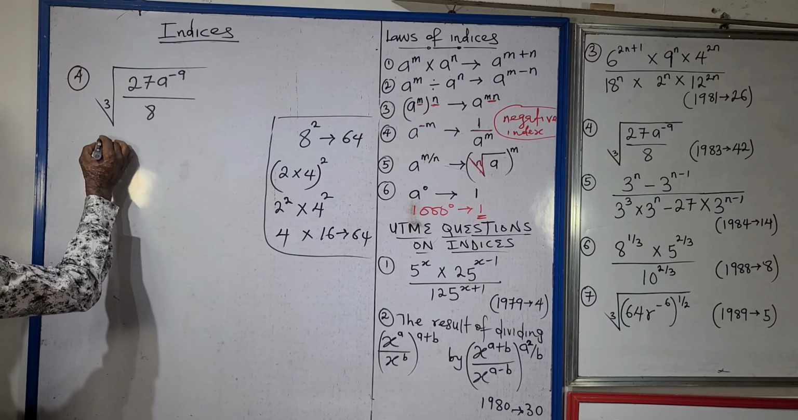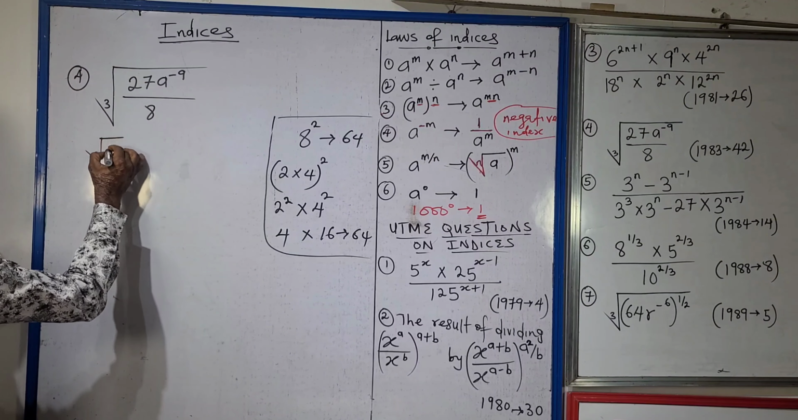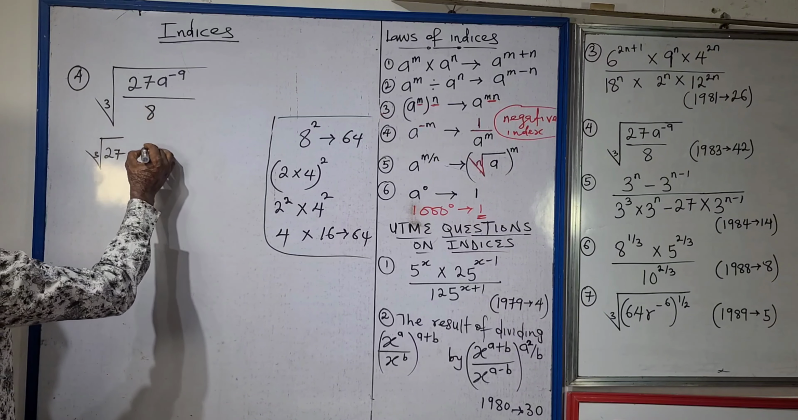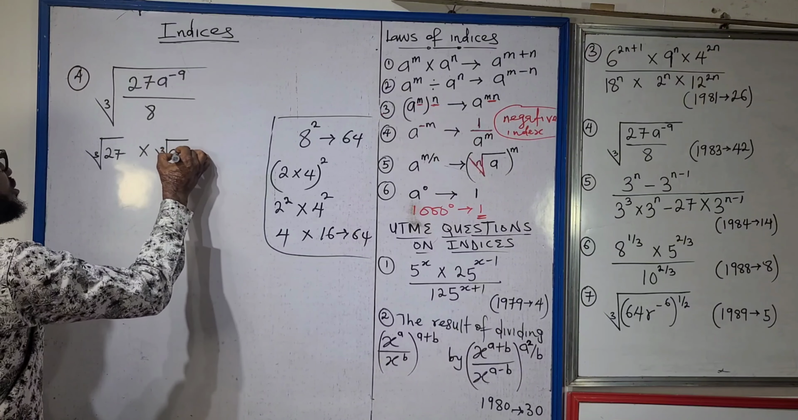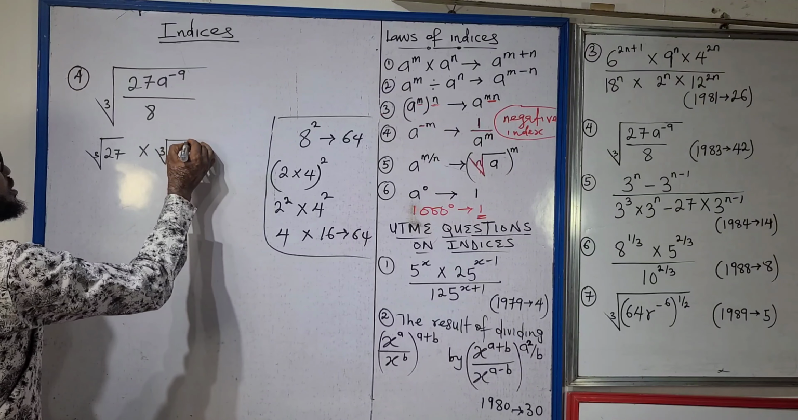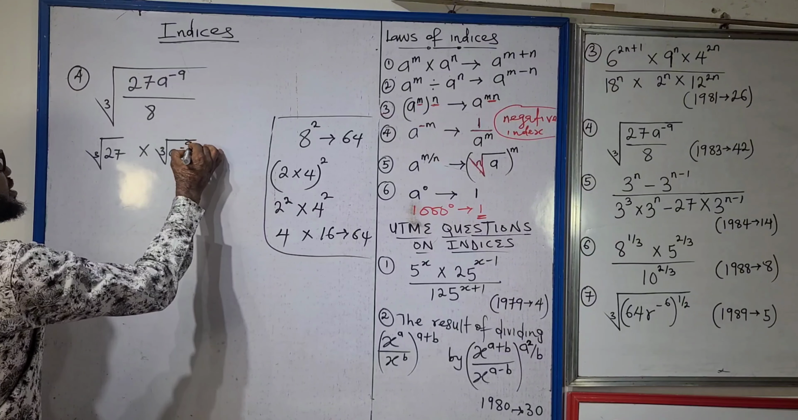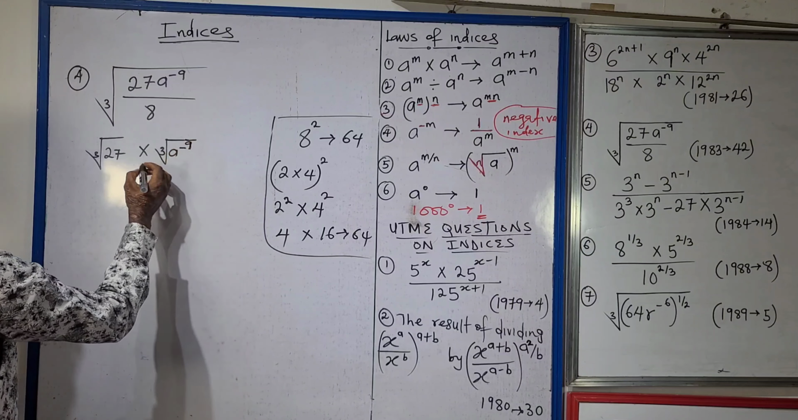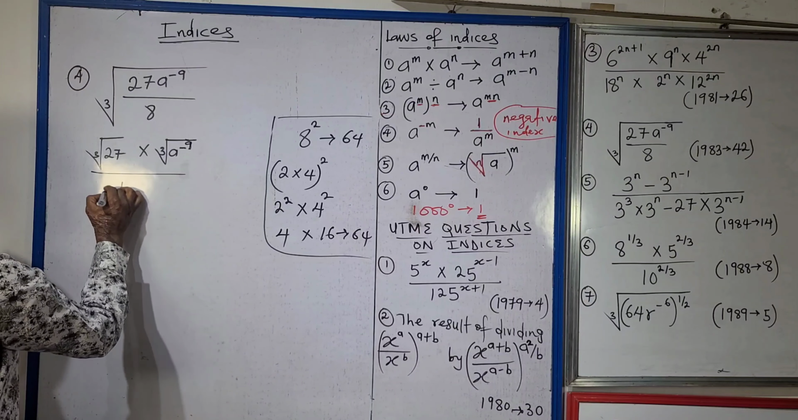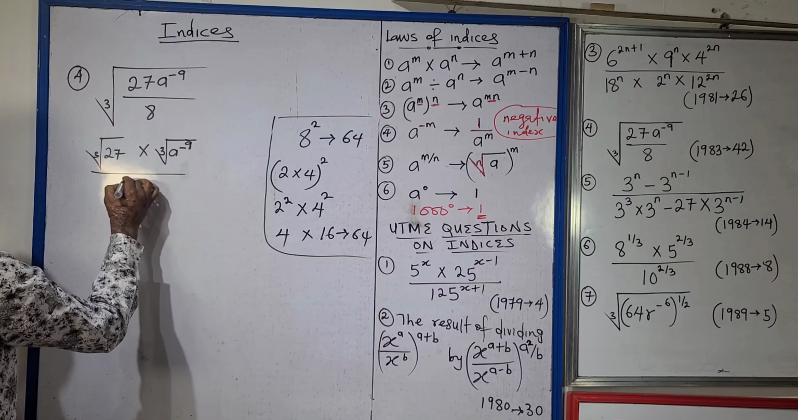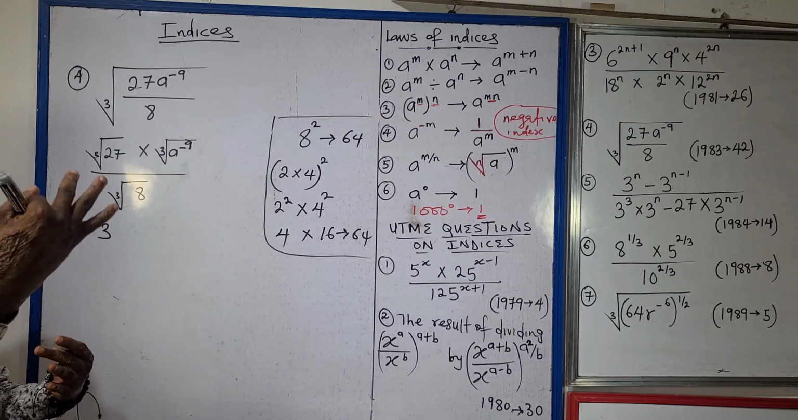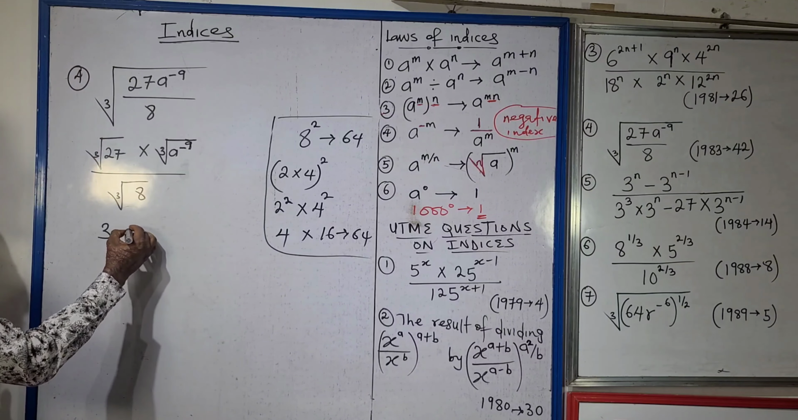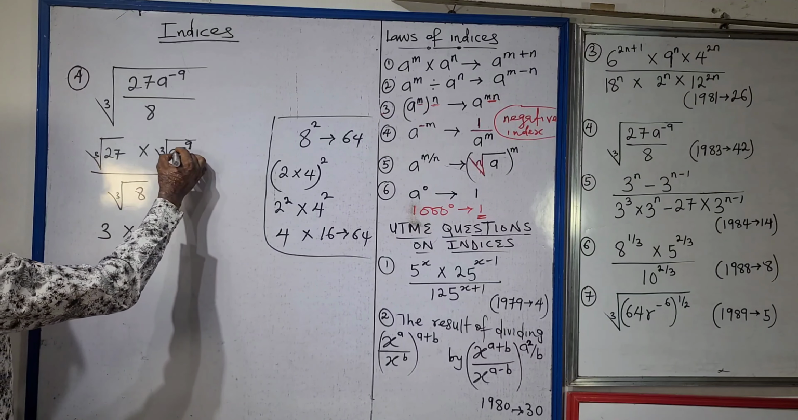So the best approach is, okay, cube root of 27 times cube root of a raised to power minus 9, a raised to power minus 9, all divided by cube root of 8. Cube root of 27 is 3, because it means you can say 3 times 3 times 3, you get 27. I cannot find the cube root of a.